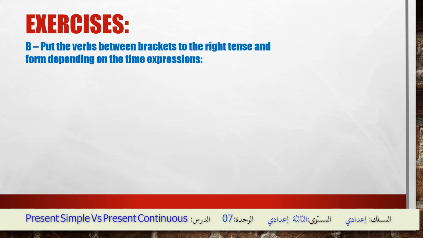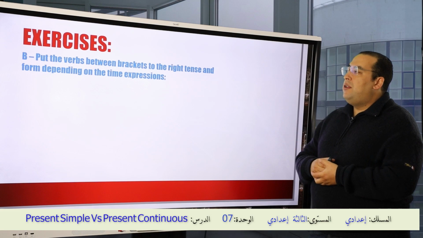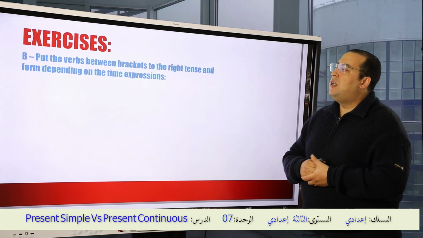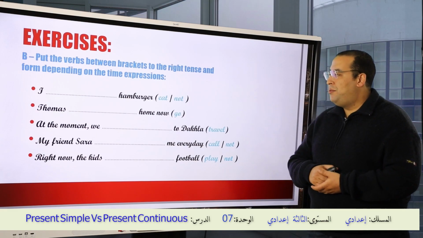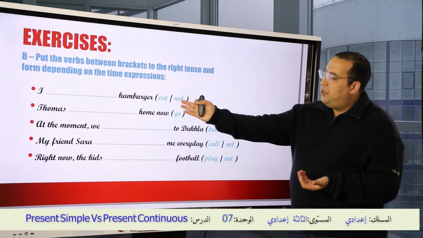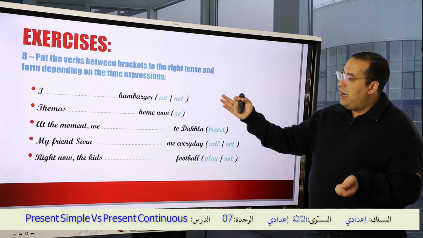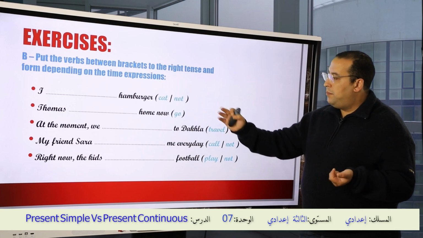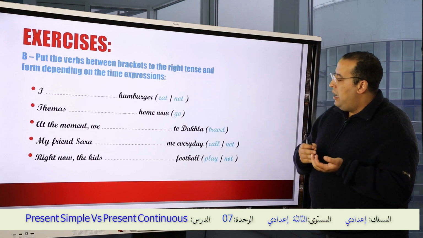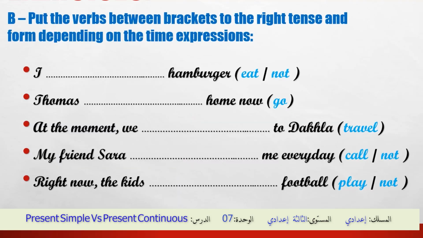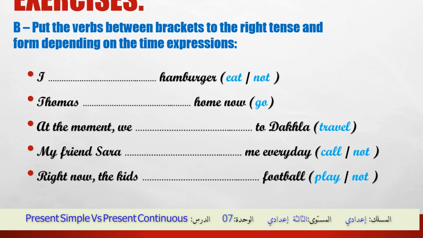Put the verbs between brackets to the right tense and form. So you have to put them in the right tense and the right form depending on the time expressions that you have in each sentence. So these are the sentences, and again, take your time to solve them using the verbs given between brackets and the form. Sometimes you have not, sometimes you don't. So if you have not, it means you should use the negative form. And if you don't have not, like in these two cases, you use simply the affirmative form. Take your time to do it.